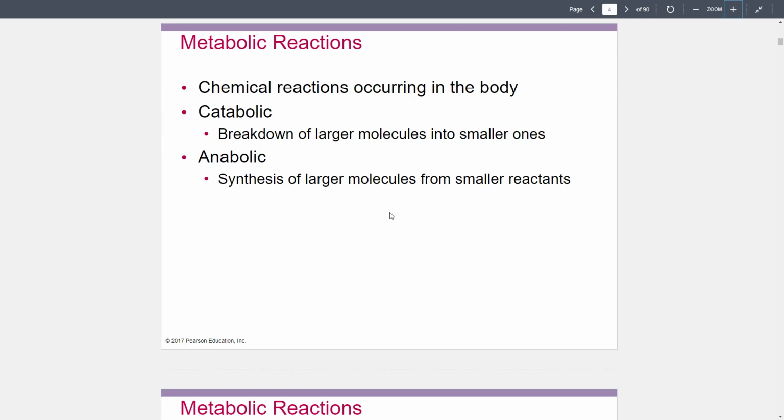So, metabolic reactions. These are chemical reactions that occur in the body, and these are defined as either being catabolic or anabolic. If it is a catabolic reaction, it is going to break large molecules into smaller ones. So, catabolic, think digestion, so to speak. That would be an example of it. If we are talking about anabolic reactions, this is going to be the synthesis of larger molecules from smaller ones. So this is going to be making. So think about making protein chains. Anabolic is making protein chains.